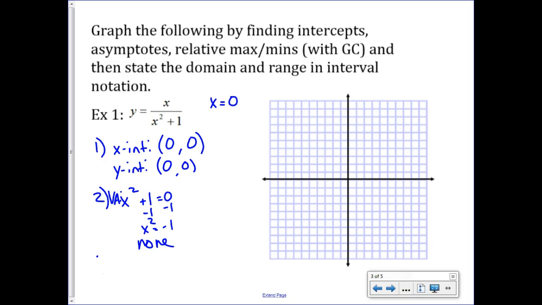So horizontal asymptote, we're looking for the largest degree. The largest degree I see is x squared. How many x squareds do I have in the numerator? Well, none. How many x squareds do I have in the denominator? The coefficient in front of there is 1. So then I get 0 divided by 1 is 0. So my horizontal asymptote is going to be at y equals 0.